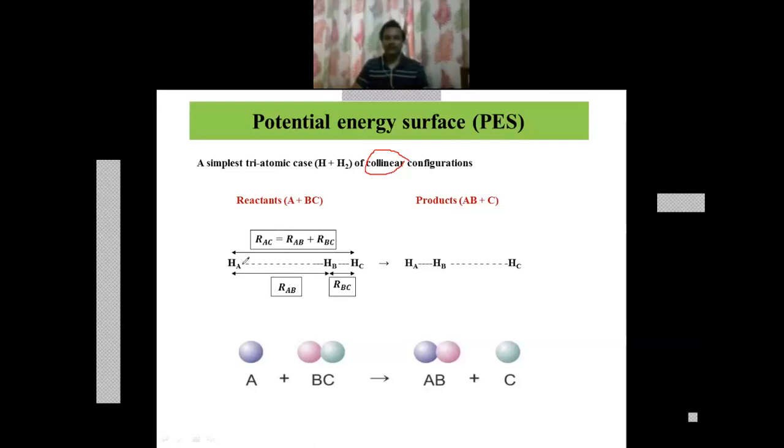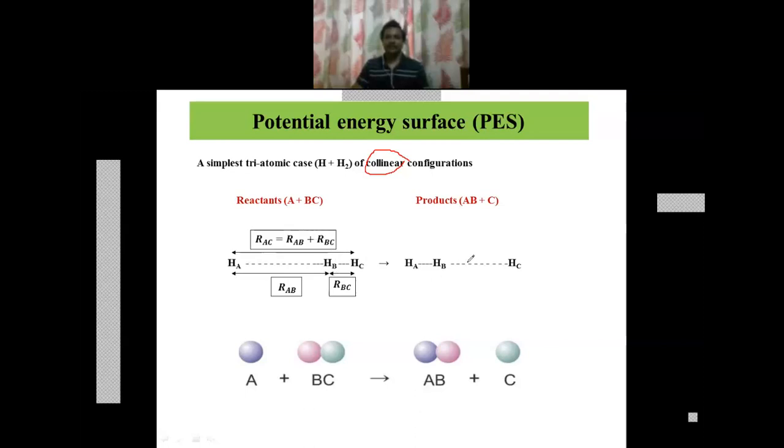So when it comes collinearly, I have only two parameters, the internuclear distances, to define the system, and the third one, which is RAC, is automatically defined. This is RAB plus RBC. So that makes my life simple. I really don't need to restrict this, because it automatically comes in. So that is basically the collinear approach. Now, that is the reactants.